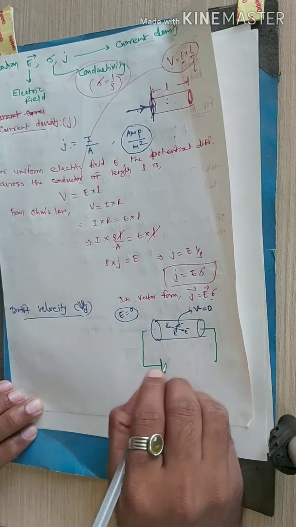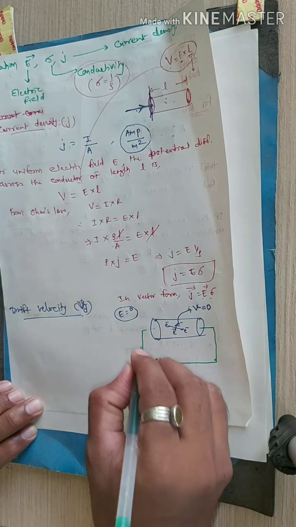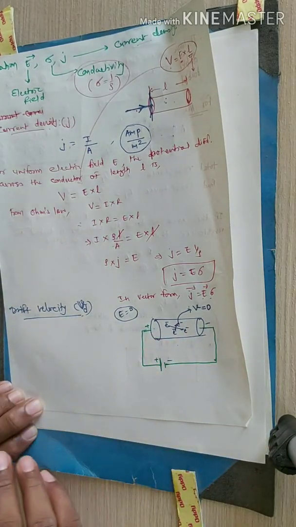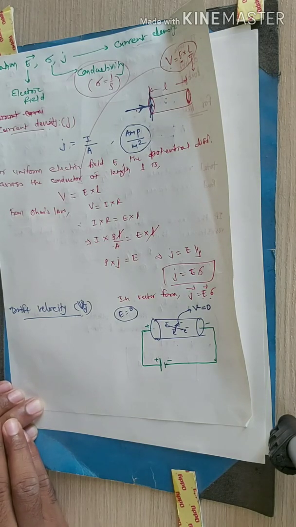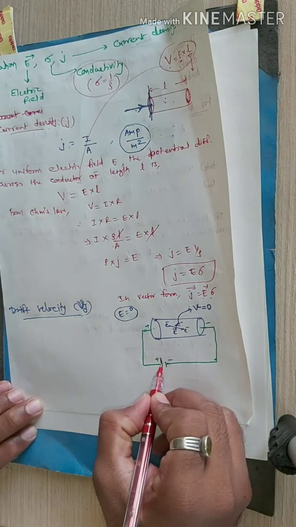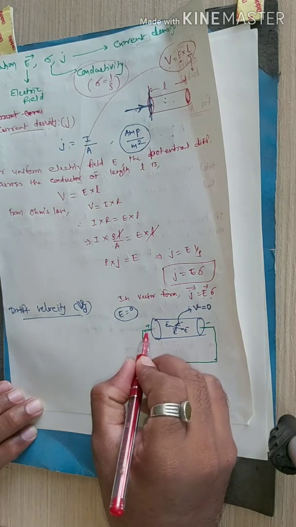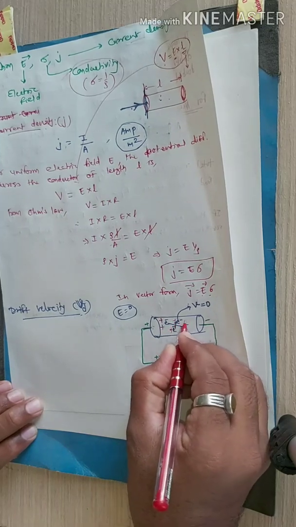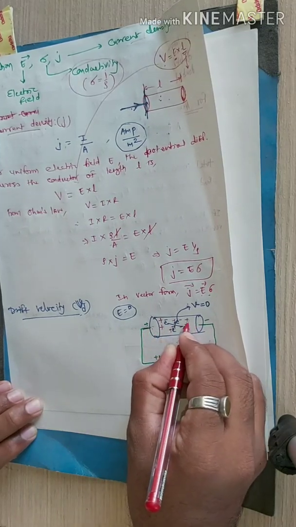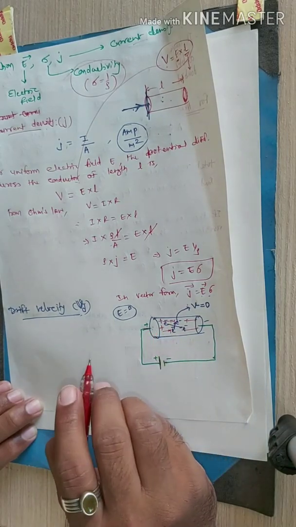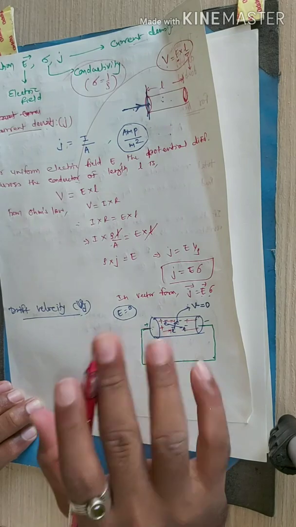Now if I connect this conductor with an external battery, plus and minus, this will be plus and this will be minus. Because of the external battery, the positive charge will pass from the positive side towards the negative side. So this will be plus, plus, plus, plus, plus. So here this positive charge will move towards the negative charge.